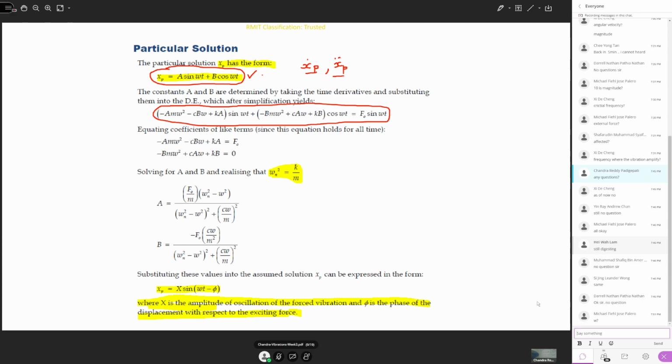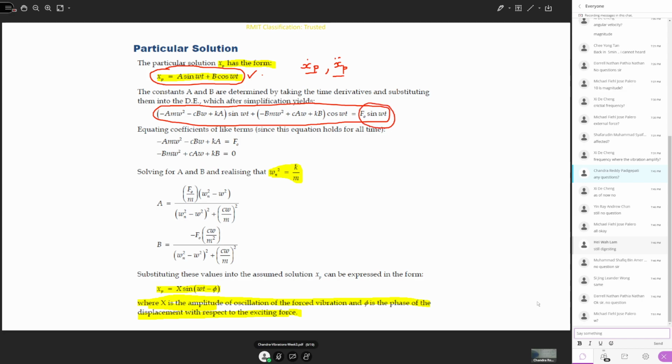If xp is like this, xp dot will be A omega cos omega t, then minus B omega sine omega t. That will be xp dot. You can see that portion here. Just substitute xp dot, xp double dot, and xp back into the given equation, and you will get this. You are equating with f naught sine omega t.